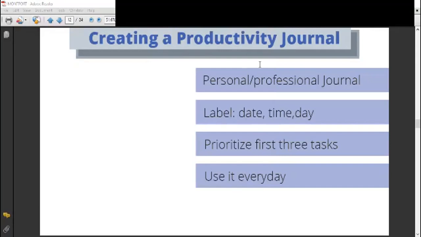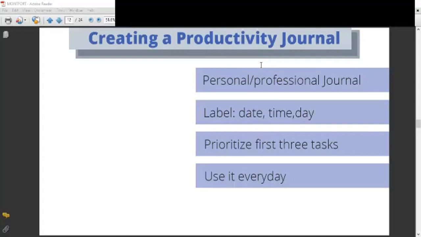Thirdly, prioritize first 3 tasks. Yes, you have to prioritize the first 3 tasks, whatever it is. Next, use it every day. Yes, you can use it every day. It will make you lead a disciplined life only. It is not going to harm in any way.